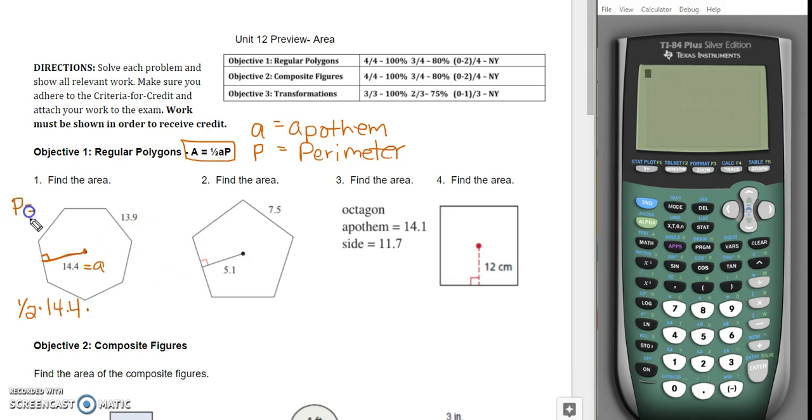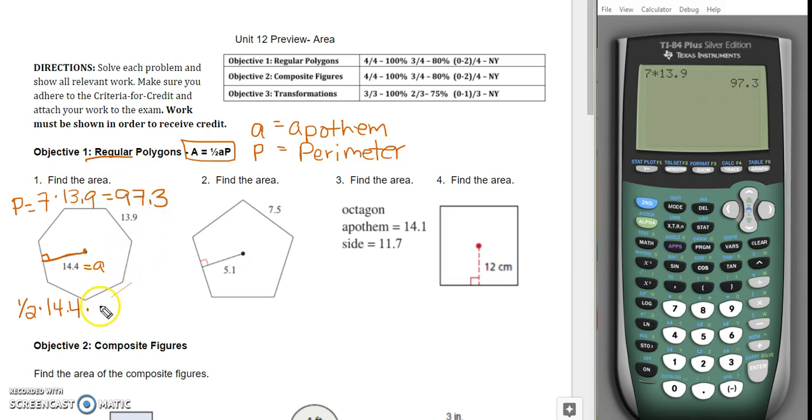My perimeter is going to be all of my sides added together. And since it's regular, that means it's congruent. So I have 7 sides that are 13.9. So if I go over to my calculator, I have 7 sides that are 13.9. So I have a perimeter of 97.3.